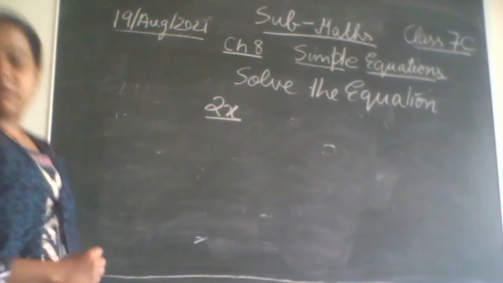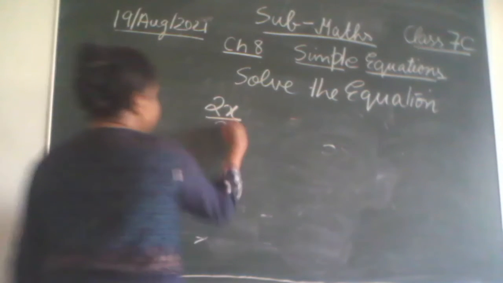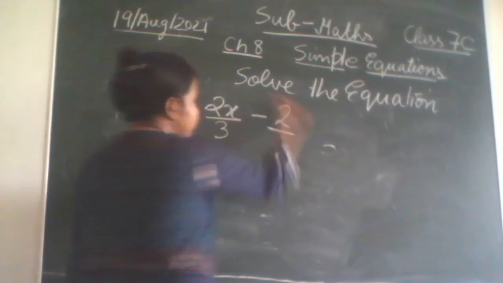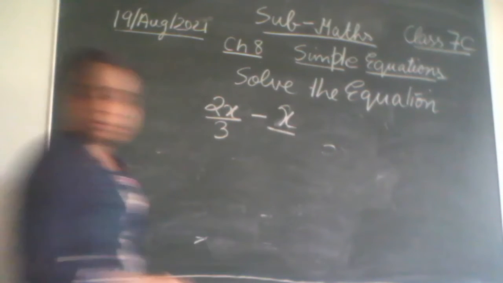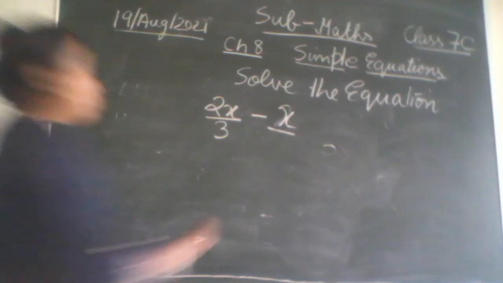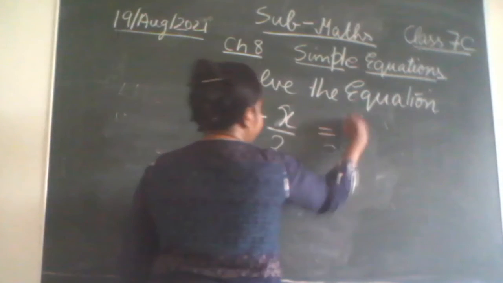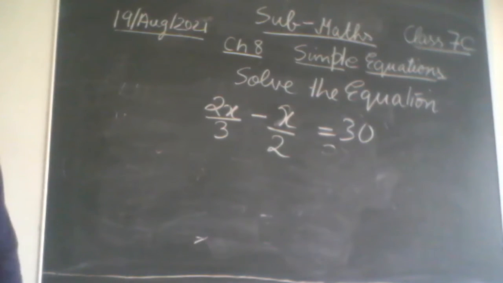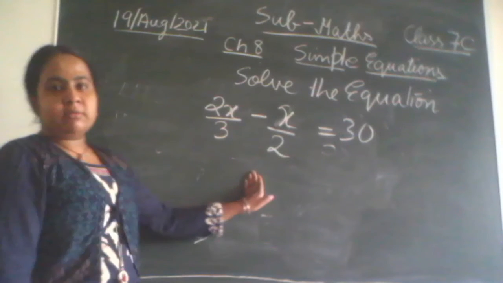2x upon 3 minus x upon 2 is equal to 30. Fractions have to be solved first, ma'am, then only we can cross multiply. Yes or no? We can. Yes, ma'am.